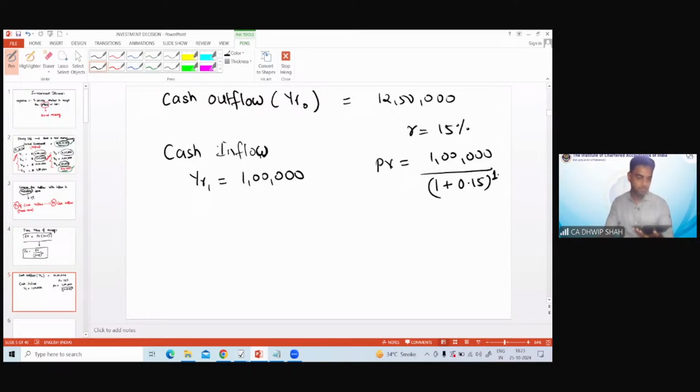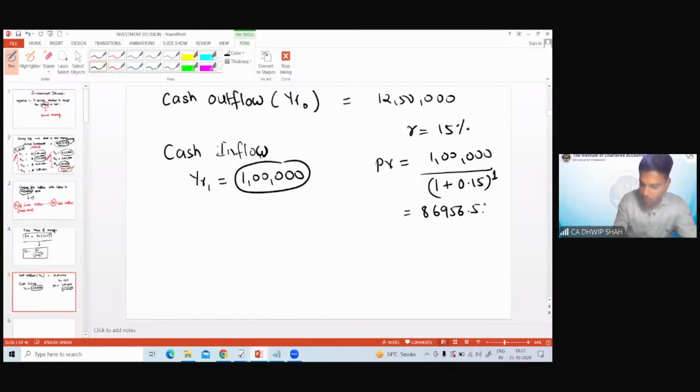How much did it come to? Everyone please calculate the answer. 86,956. That's correct. So the worth of 1 lakh at the end of year 1 is 86,956.52 today. How do you interpret this 86,956? The worth of 1 lakh at the end of year 1 is 86,956.52 worth today. So everyone followed how to calculate present value?